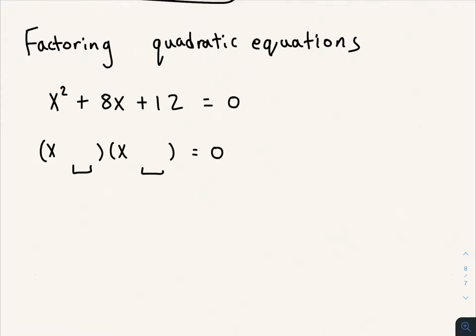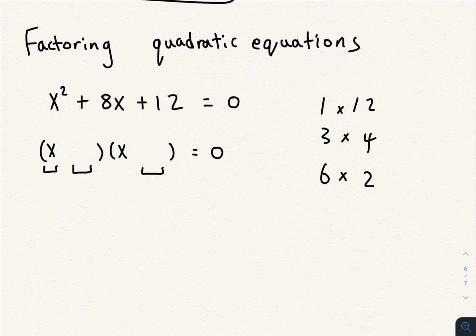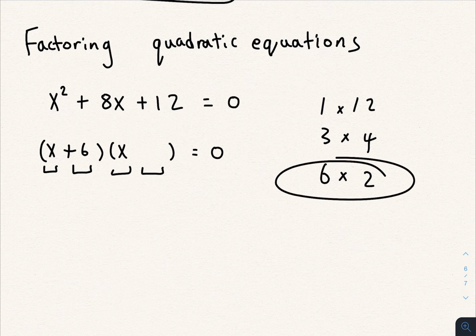The terms we write here have to multiply to 12. So the possibilities are 1 times 12, 3 times 4, 6 times 2. And since the first term is x in both, it doesn't matter which order we write this. So there are 3 possibilities here. The catch is that these two numbers have to add up to 8. So which one adds up to 8? This one. So that would be our answer.